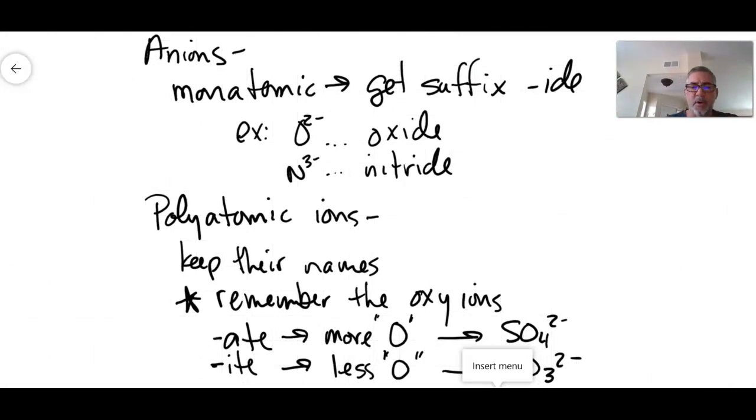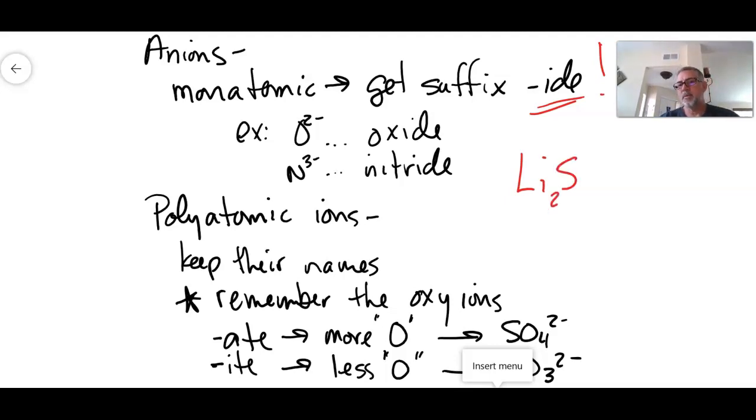Anions. Remember, all anions get the suffix ide, right? So all your ionic compounds should end in "ide," right? So remember, O2 becomes oxide, N becomes nitride. So if I had something like that, right? So Li, because it keeps its name, so lithium, and then S is sulfur, so lithium sulfide. Okay, so pretty simple.